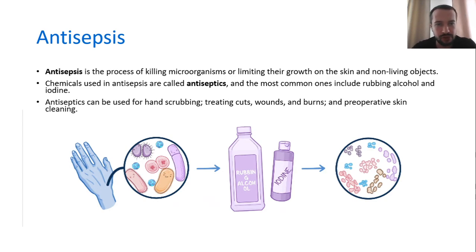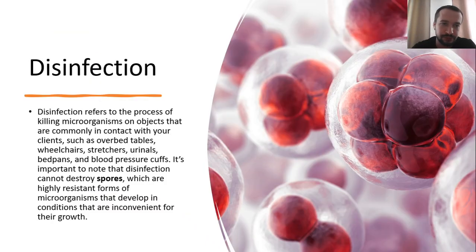Antisepsis is the process of killing microorganisms or limiting their growth on the skin and non-living objects. Chemicals used in antisepsis are called antiseptics, and the most common ones include rubbing alcohol and iodine. Antiseptics can be used for hand scrubbing, treating cuts, wounds, and burns, and preoperative skin cleaning. And this slide is just for repeating what antisepsis is at the end of our lecture.